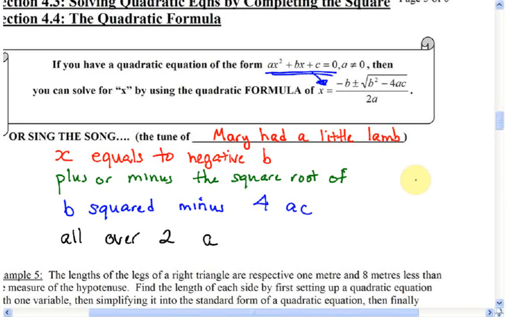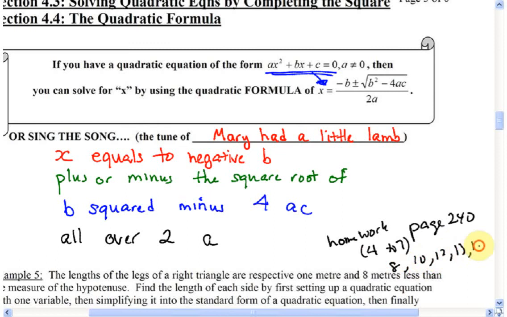Your homework, if you want to try it, is page 240. Okay, the stuff on page 240: 4 to 7, 8, 10, 12, 13, 16, 17.